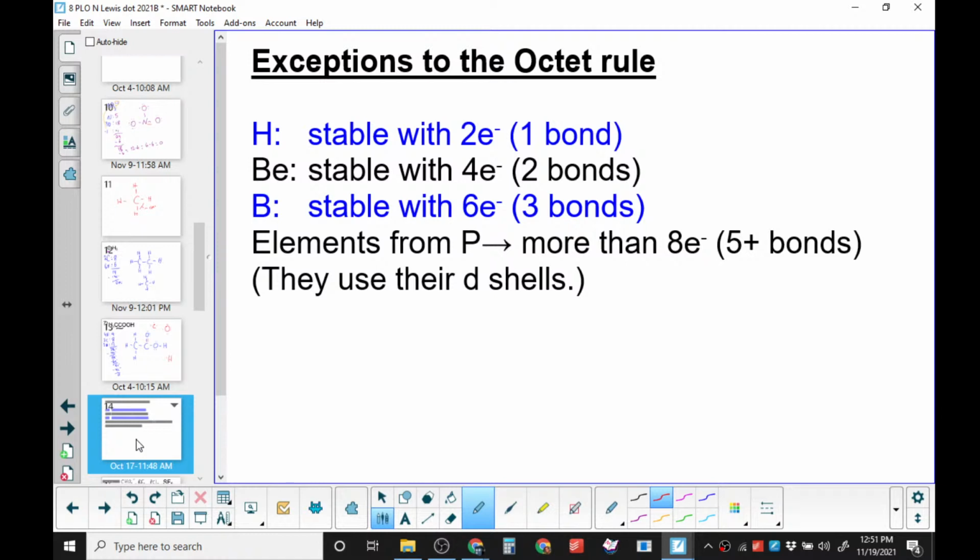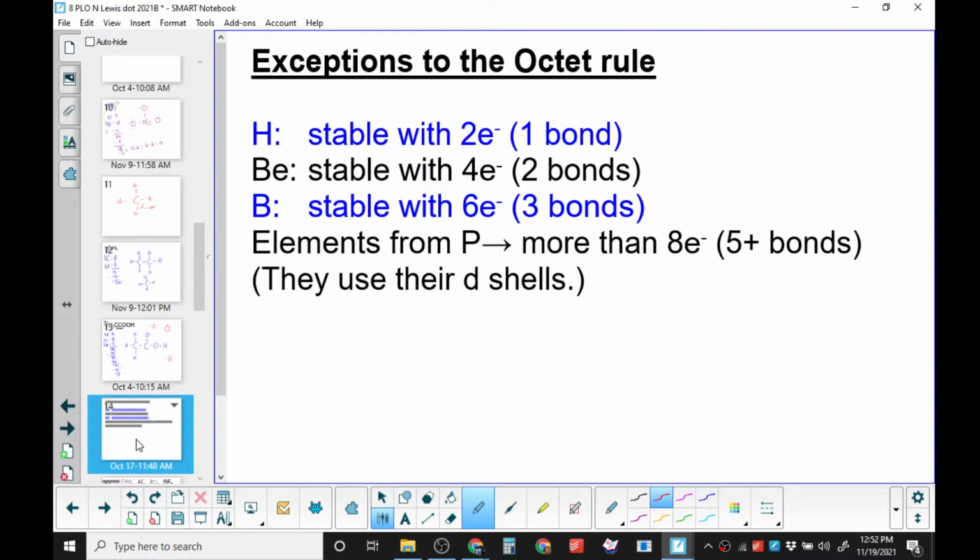Elements above phosphorus, and these are always going to be central atoms for us, so you never have to worry about outer atoms breaking the octet rule. But our central atoms, phosphorus and above, so phosphorus, sulfur, chlorine, bromine, iodine, can all have more than an octet if they need to. They use their D shells. So phosphorus that is way up here, that has no d electrons, what's its energy level?